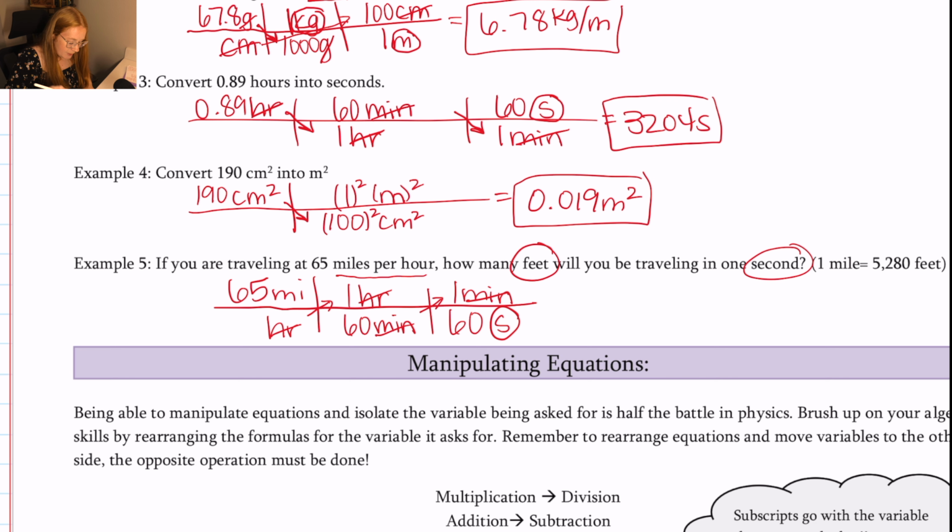Okay, so a lot to type in. Go across the top, do your multiplication, then go across the bottom and do your division. 65 times 1 times 1 times 5,280. Divide by 60, divide by 60. And we got 95.33 feet per second.